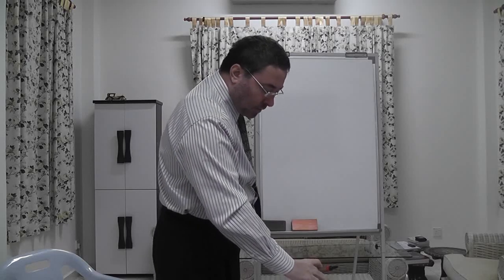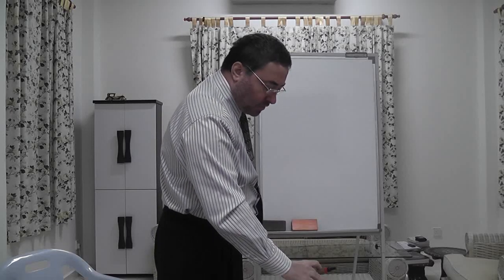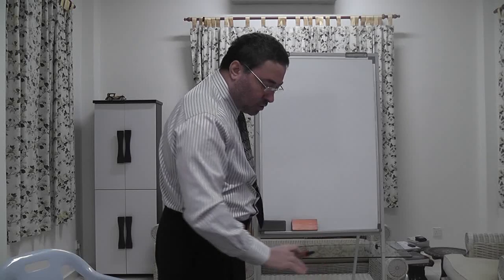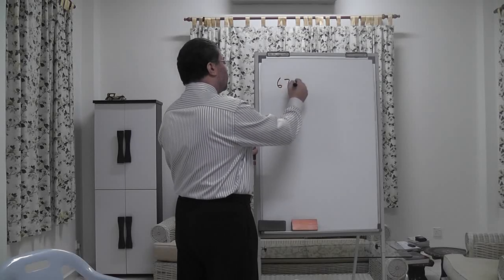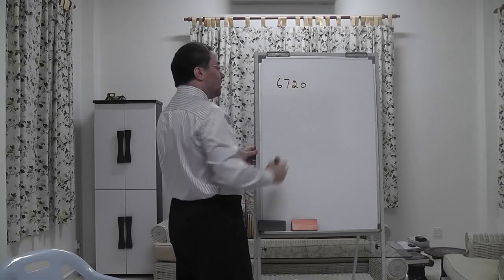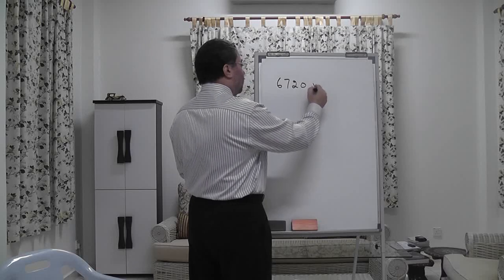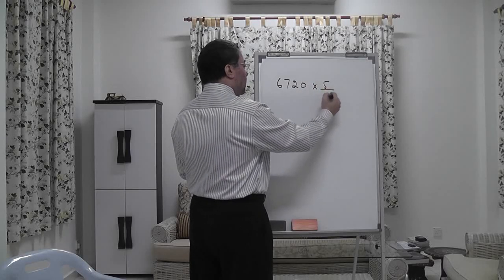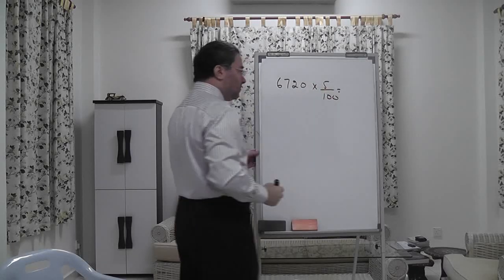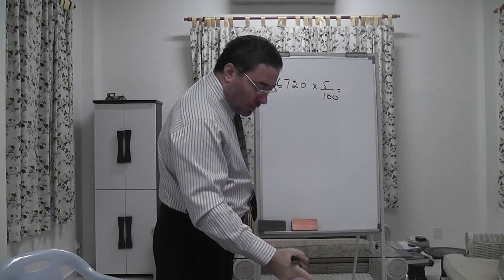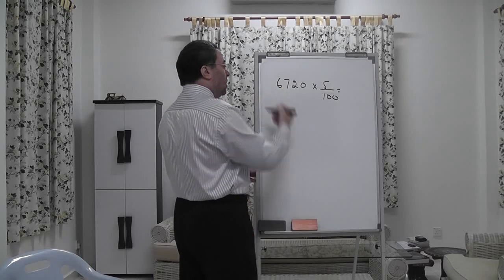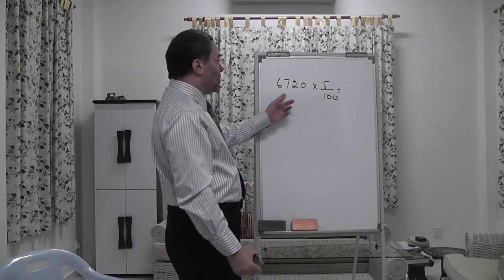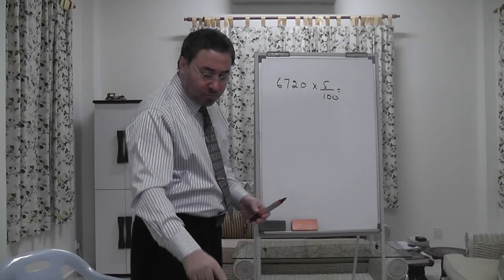Number 6, Matt was paid $125 last week plus a 5% commission on his sales of $6,720. He was paid 5% commission on this, so we multiply this by 5 over 100 to get how much he was paid. Now what were his total earnings? So part of his total earnings is the commission, which we are going to get right now.